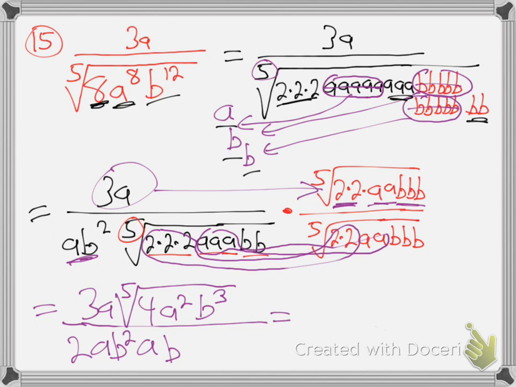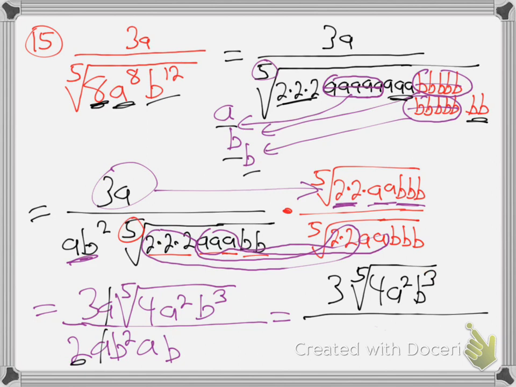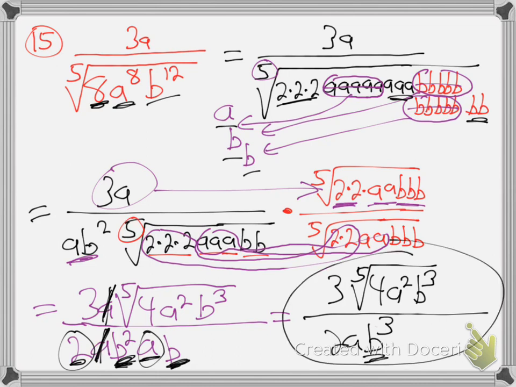Finally, last step, we can clean up things. This A cancels that A. They're both outsiders, so they can cancel. So what are we left with? 3, 5th root of 4, A squared, B cubed on the bottom, 2 B squared and B, that's 2AB cubed, right? 2A, this other A is canceled. B squared and one more B is B cubed. There we go. There's the final answer. That's a hard one.